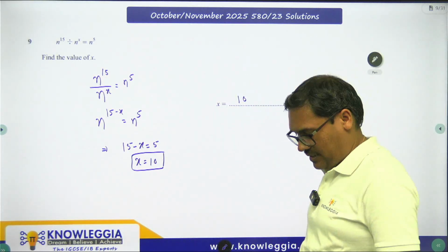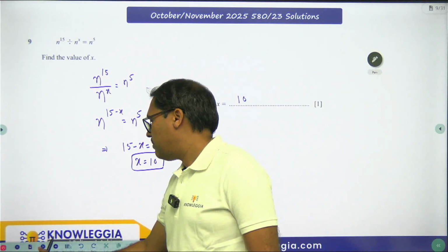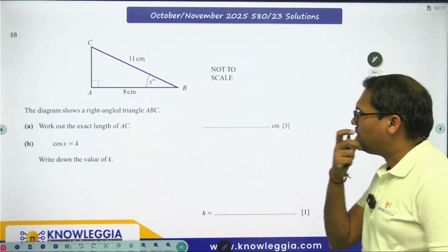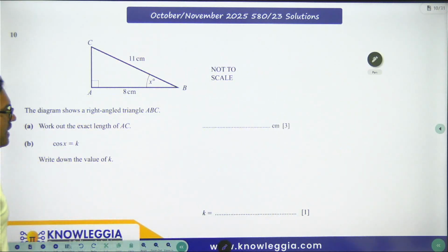X is equal to, that is the correct answer for this question. Okay, so now let's move to the next question. Here we have a right angle triangle. Work out the exact length of AC.